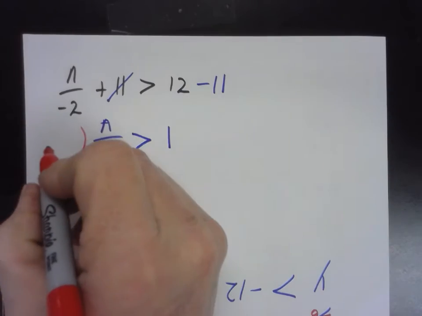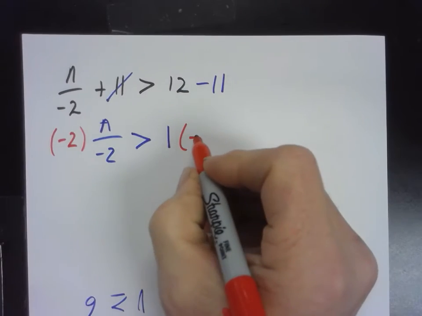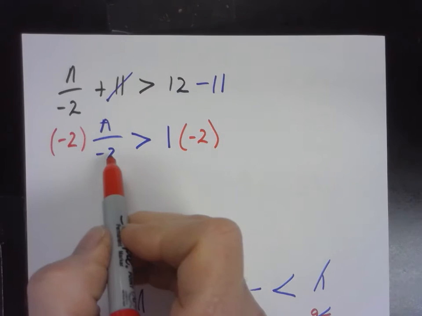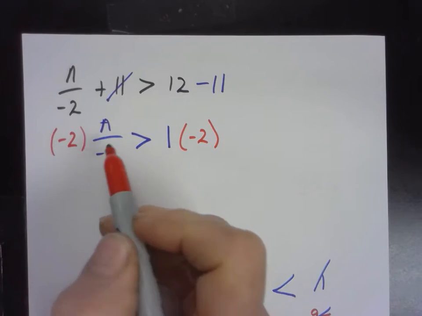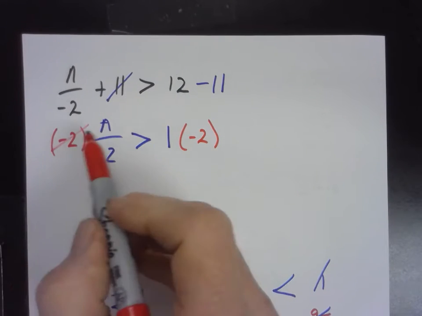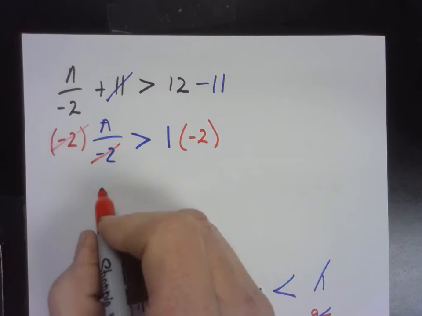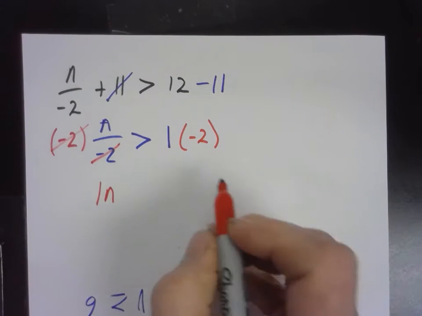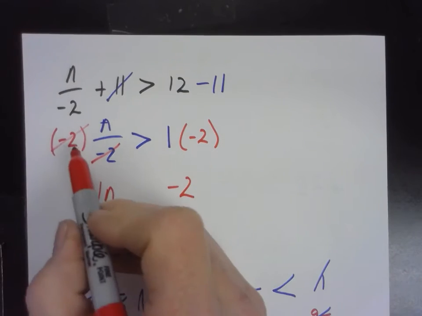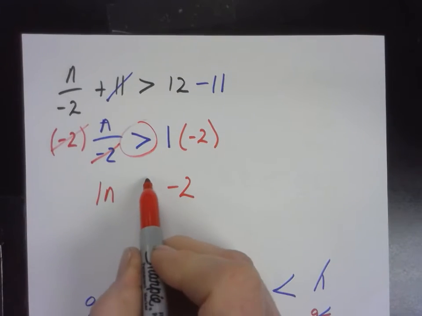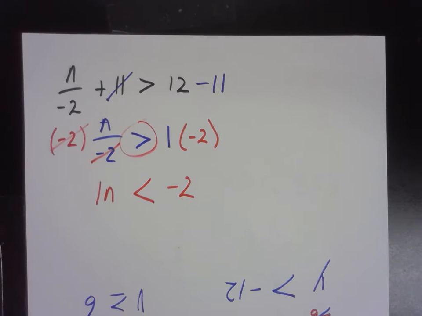Multiply by negative 2. See, we want to do the opposite of divide by negative 2. That's all there is to it. So that gives us a 1. Negative 2 divided by negative 2 is 1. So we have 1n, and this is negative 2. And we divide it by a negative, so the direction of our inequality is going to change.